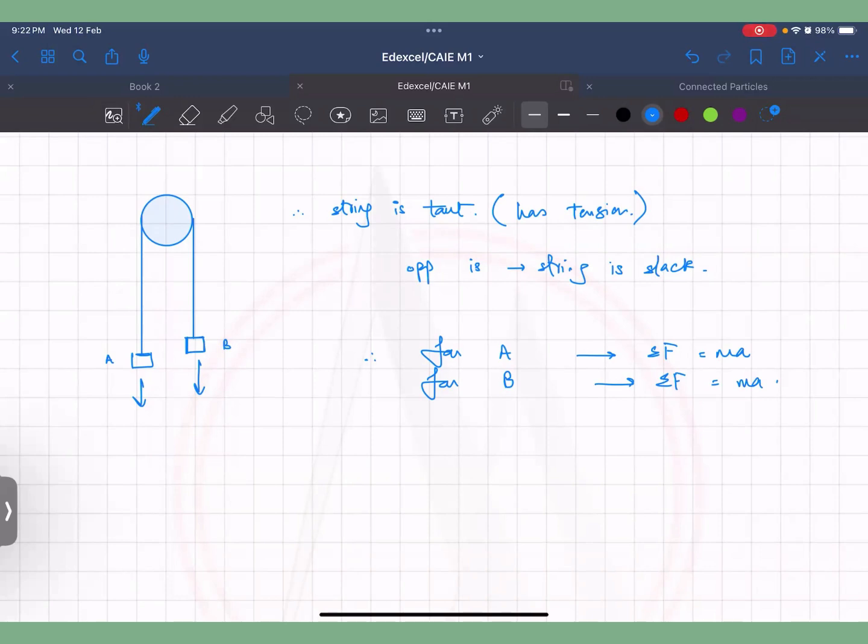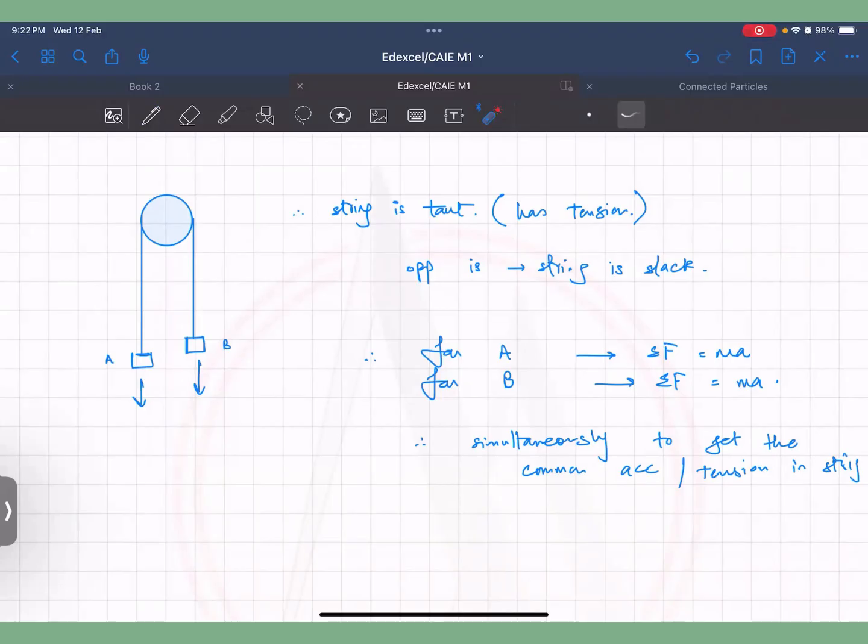And when we get these equations, we solve them simultaneously to get the relevant information, the combined acceleration, the common acceleration, or the tension in the string. You will see tension in string, because when this string is taut, there is a force of tension in the string. At that point, the masses are connected to each other.